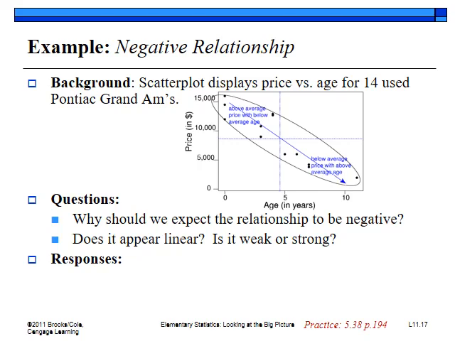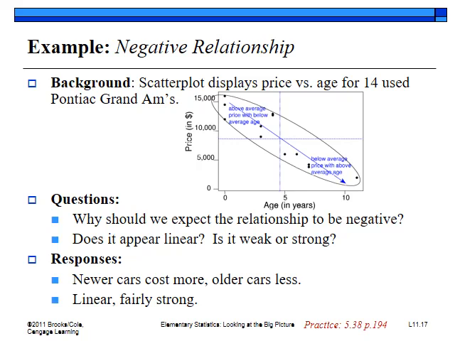We would expect this relationship to be negative because the older a car is, the less it tends to cost. So as age goes up, price goes down. This relationship does look linear, and it's a fairly strong one. If you notice, the oval that's drawn around the points is very narrow.